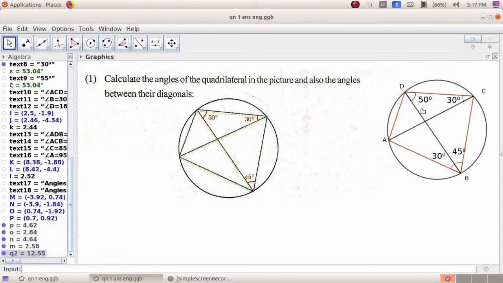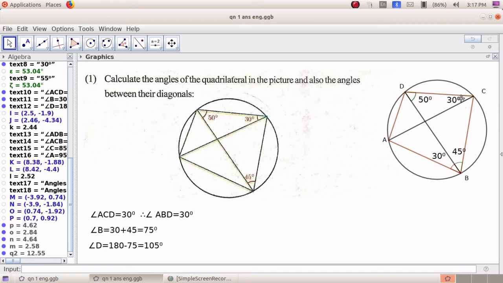At first, angle ACD is 30 degrees, so that angle ABD also is 30 degrees. Therefore, angle ABC will be 30 plus 45, which is equal to 75 degrees. We see their sum is 75 degrees. Now angle B and angle D together give 180. Therefore, with this one 75, angle D will be 180 minus 75. That is 105. That means the total angle at the vertex D will be 105 degrees.